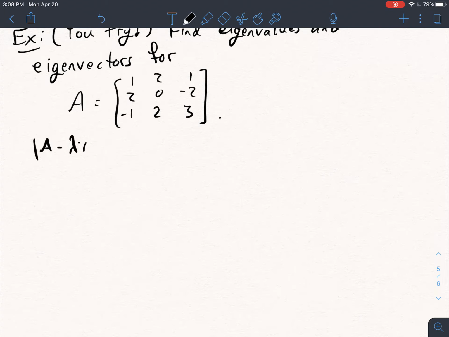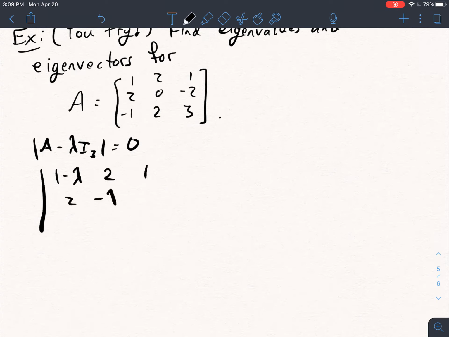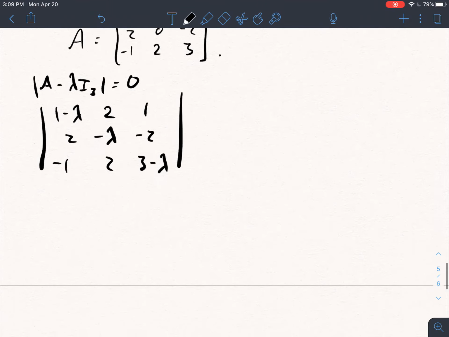Okay, I'm going to assume that you have had enough time to try this for yourself, and I will do this. So let's solve the determinant of A minus lambda I, 3 by 3 in this case, equal to 0. So A minus lambda I, I get 1 minus lambda, 2, 1, 2, 0 minus lambda, negative 2, negative 1, 2, and 3 minus lambda. So that's our determinant. What is this equal to? What's the easiest way to do this?